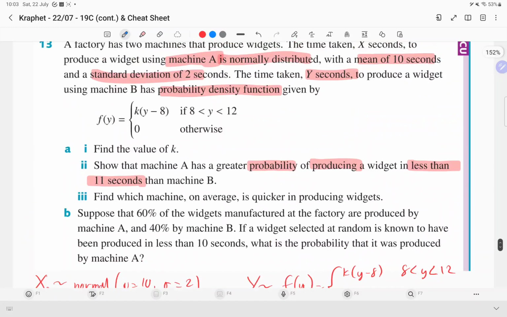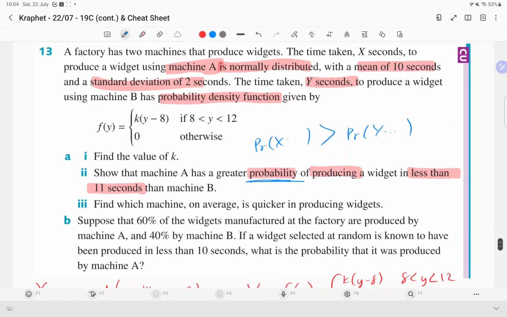Show that machine A has a greater probability. So you're trying to calculate the probability of x something and the probability of y something. Does it make sense so far? Show that it has a greater probability of producing a widget in less than 11 seconds. Remember, x is just the time taken. So just probability x less than 11 and probability y less than 11, and show that the left hand side is greater than the right hand side. Does it make sense so far?